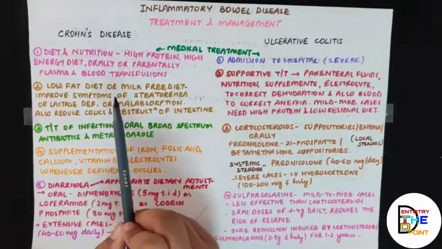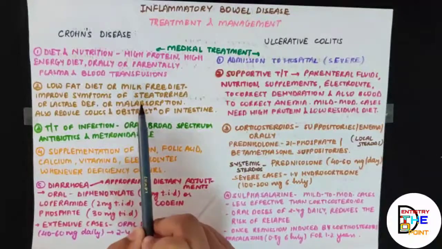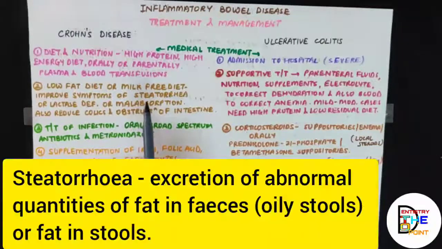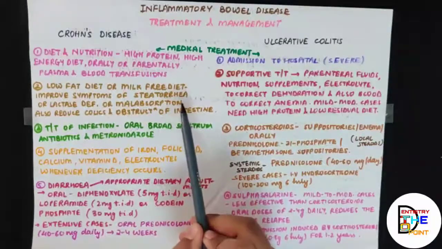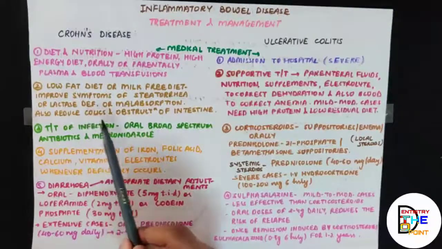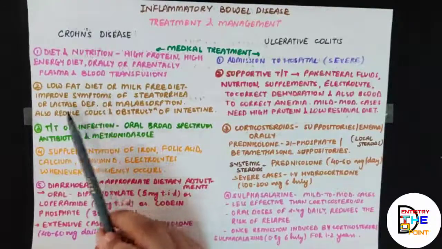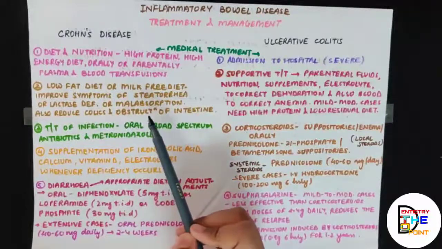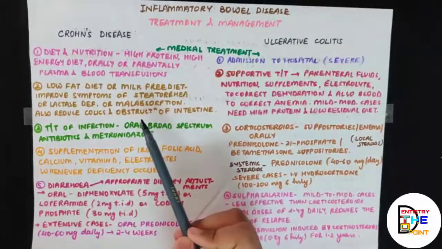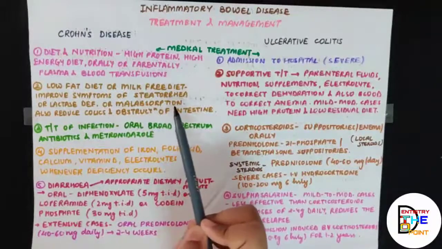Second, you have a low fat diet or milk free diet. Now why this? Because it will improve the symptoms of steatorrhea. Steatorrhea is nothing but, as you say, oily stools or fat in the stools. When there is secretion of abnormal quantities of fat with feces, that is known as steatorrhea, or if there is lactose deficiency or malabsorption. That's why a low fat or milk free diet is given. This will also reduce colics and obstructions of the intestine if a low residue or high fiber diet is also supplemented along with the dietary adjustments.